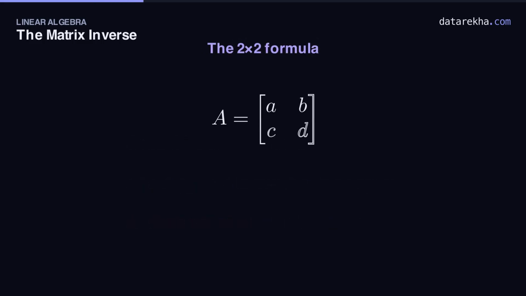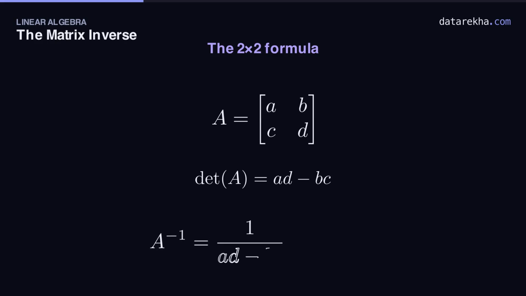For a 2 by 2 matrix, there is a clean formula you can carry in your head. Start with a general A, entries a, b, c, d. First compute one number, the determinant, ad minus bc. Keep that number close. It is about to sit under everything.